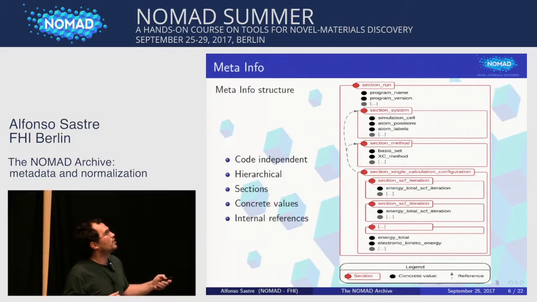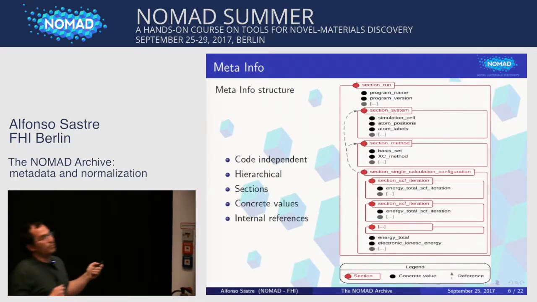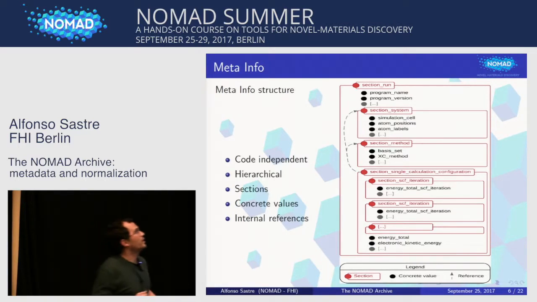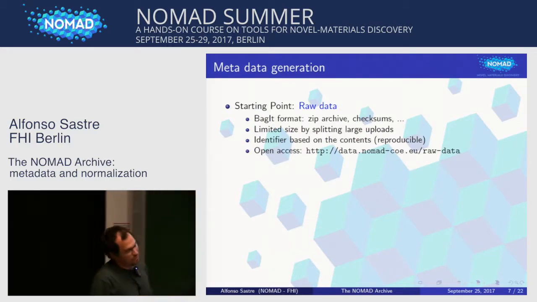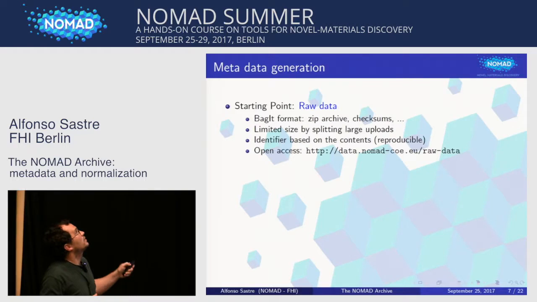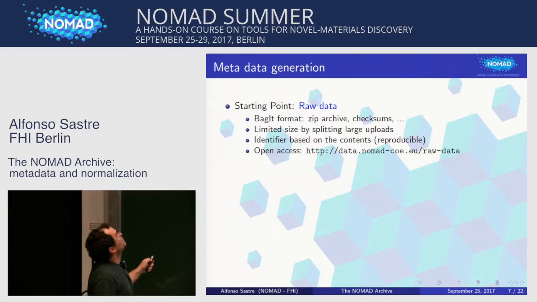So what we do is we extract the information from the input-output data, and we create these files with this structure containing the metadata. So now I'm going to explain briefly how we do this. The first thing we do is we take the data from the repository, the raw data, and we zip it in this bucket format.